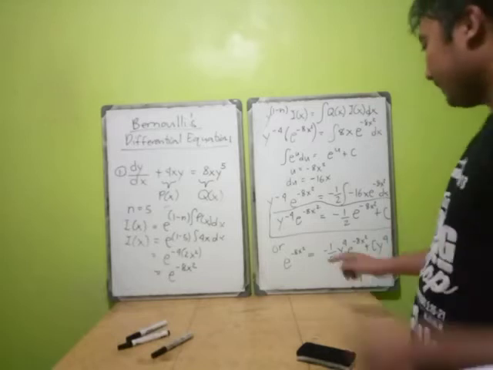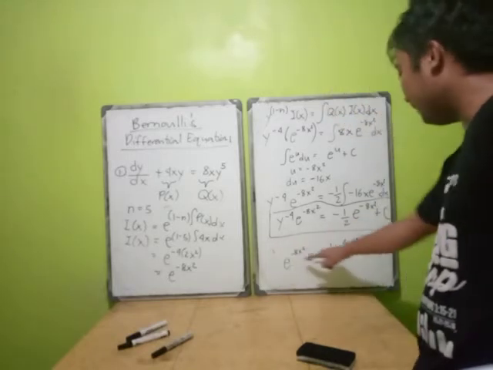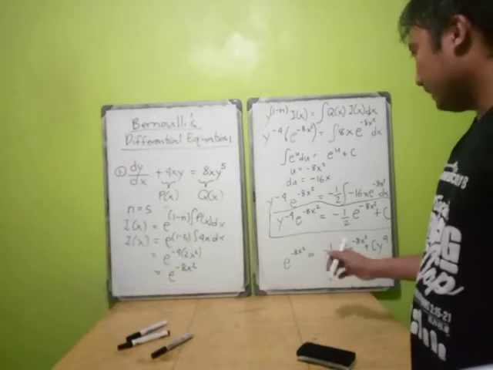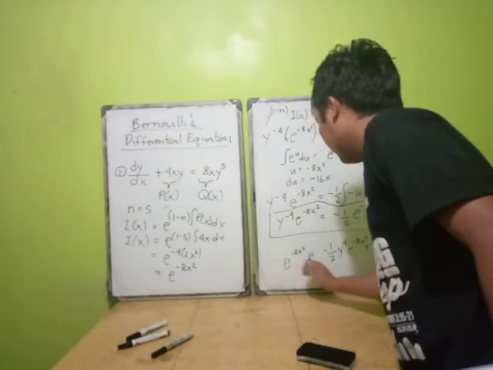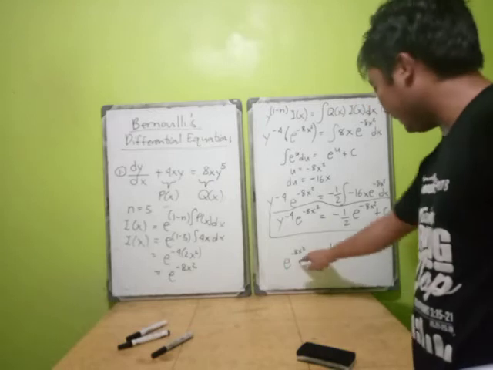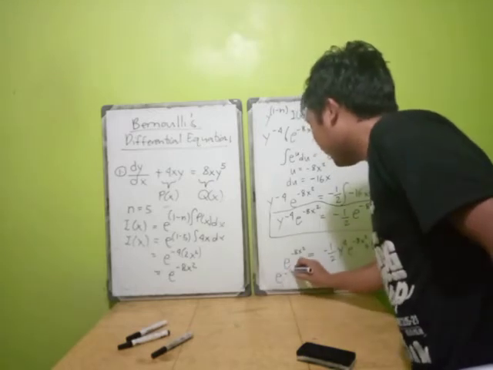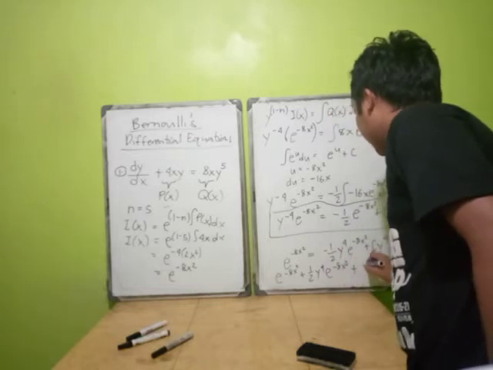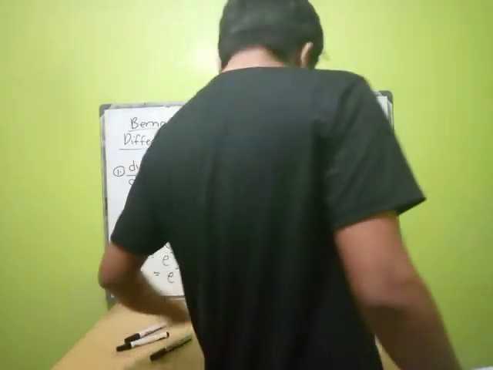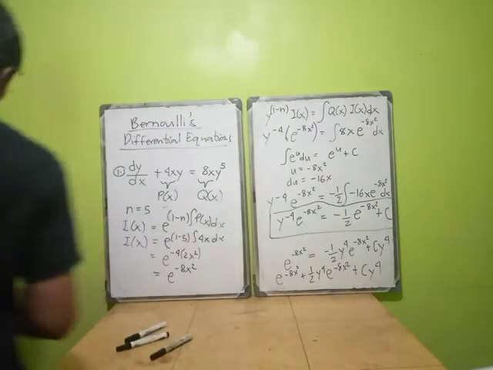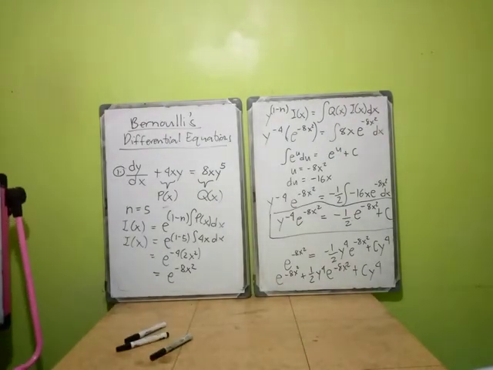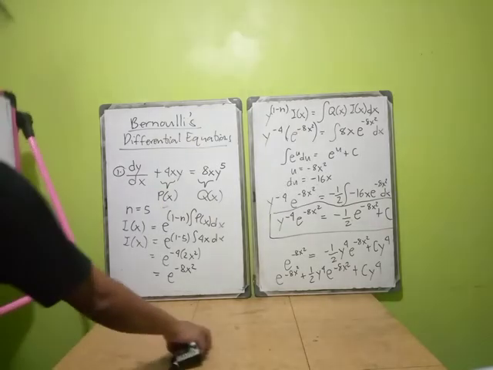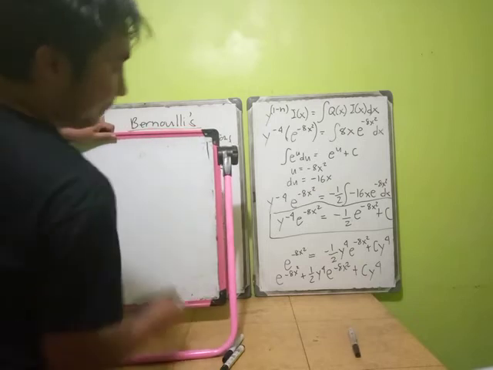Okay. So, ano pa? Pwede rin yung ilipat. Pwede rin na ilipat tong ito, dito. So maybe ilipat natin yung ito dito para c na lang yung tabi. So, pwede rin maging e to the 8x squared plus 1/2 y to the 4th e to the negative 8x squared plus c y to the 4th. Okay. So, maybe gamit tayo ng ibang board. So, this is just the simplification process, class, okay?